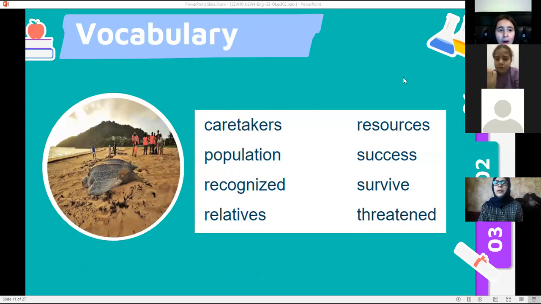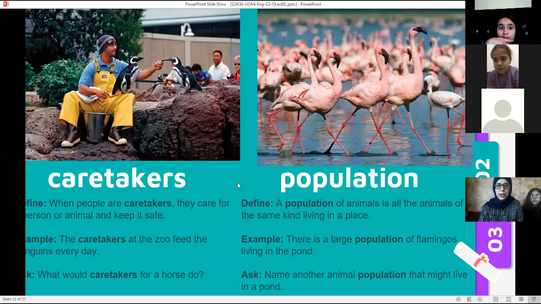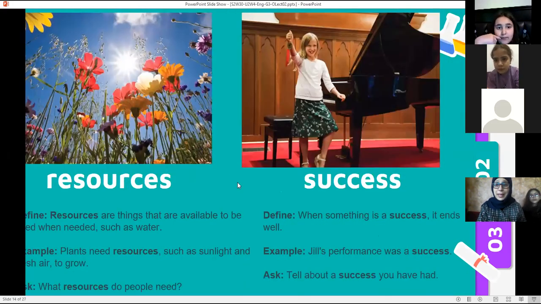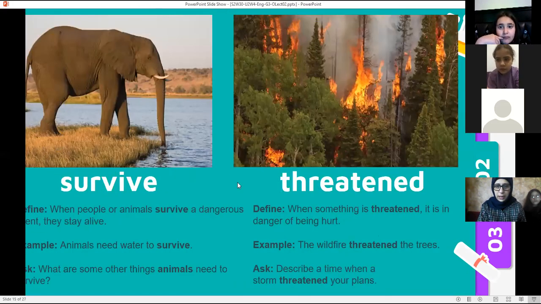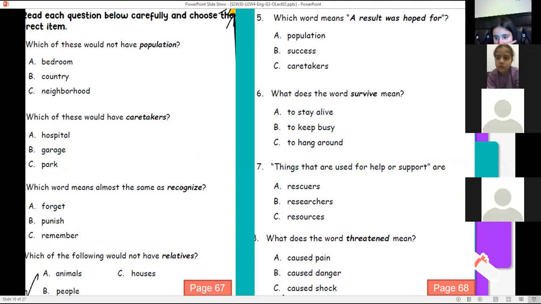An assignment for you for tomorrow, okay? I want you to open your books and try to review these vocabulary words so you can be ready tomorrow. And try to solve pages 67, 68 on your mega pack. If you don't know what I'm talking about, you can open the lecture to see the pages again.